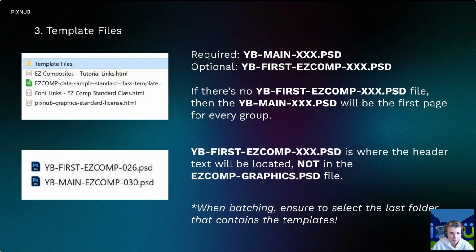With these template files, they are different in the yearbook than the regular composite mode. There's only going to be 1 or 2 template files, which will be YB first easy comp and the YB main easy comp. So the first is for the first page and main is for the main page. Only the main page is necessary, but if you want to have a heading, then you want both of these.